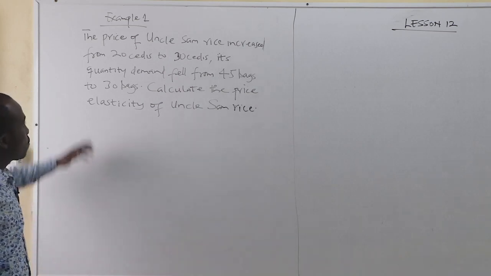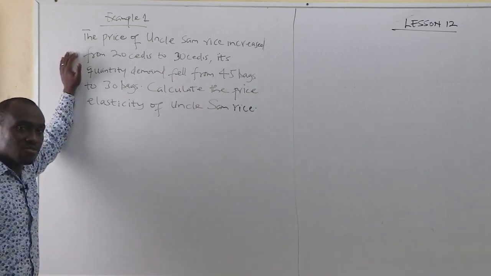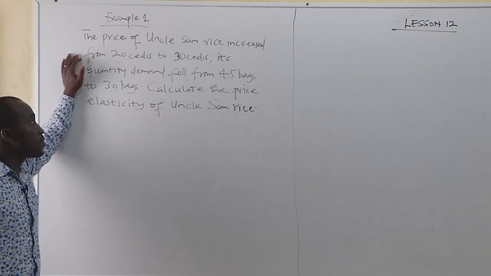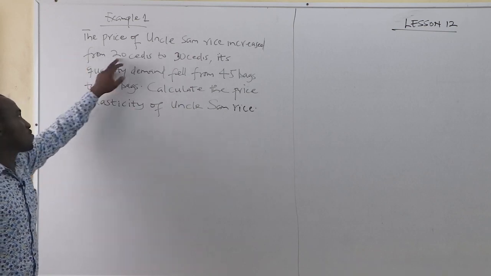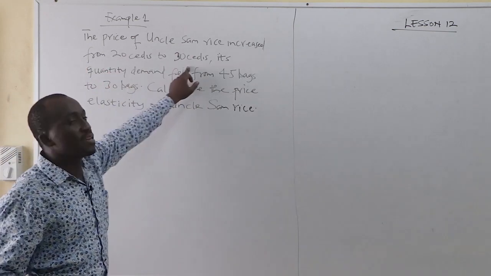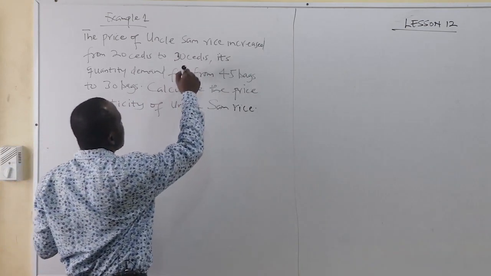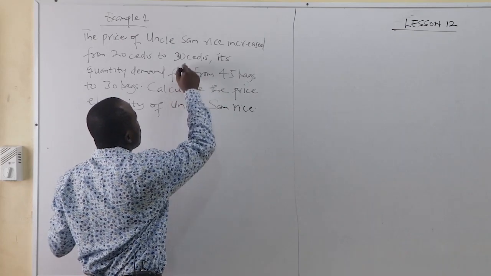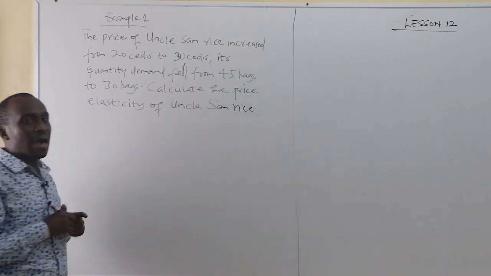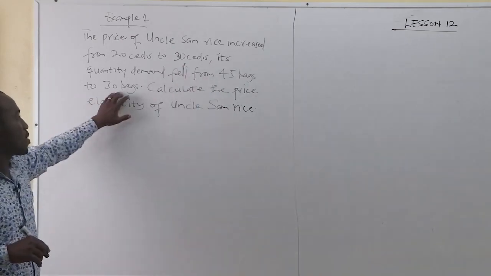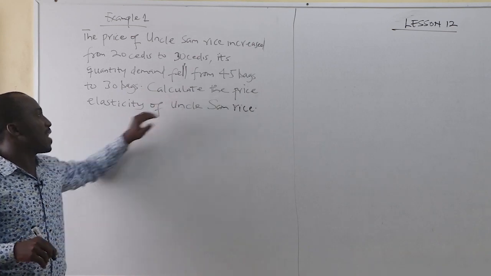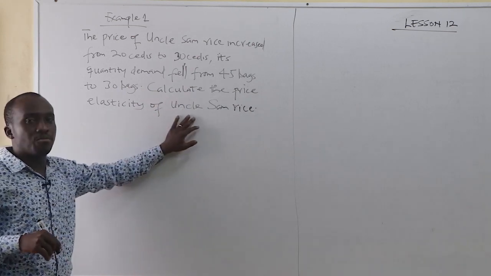So let's say we have in Ghana, there's a rice we all like so much, American rice, we call it Uncle Sam. We are assuming that the price was 20, it increased to 30. And when it increased, what happened? The demand fell from 45 to 30. Calculate the price elasticity of the Uncle Sam rice.